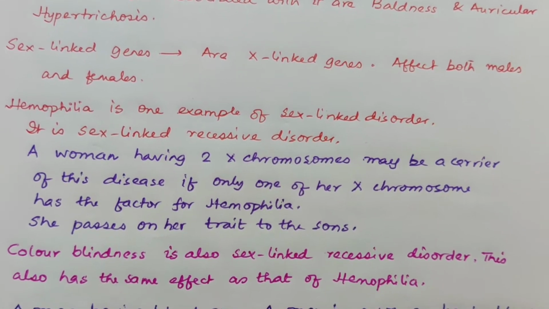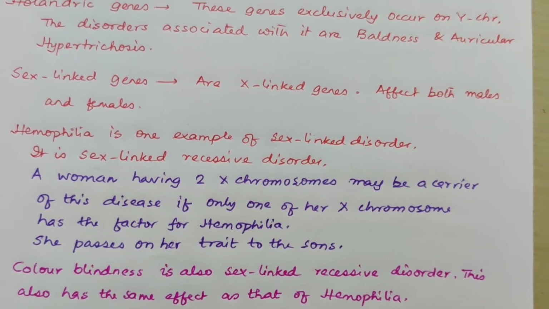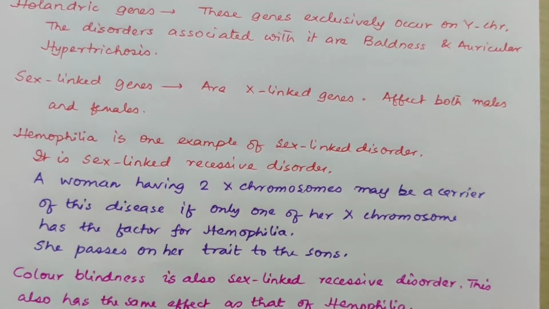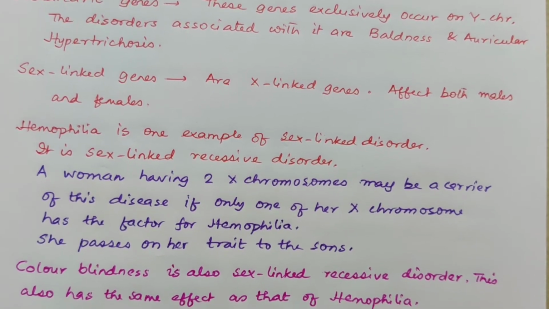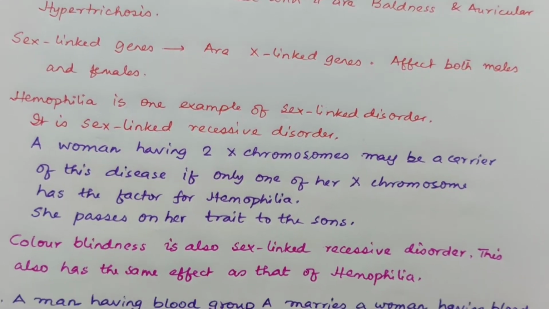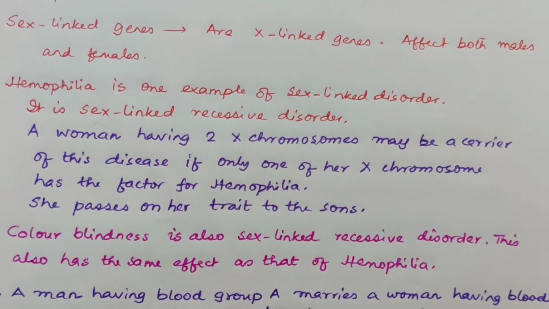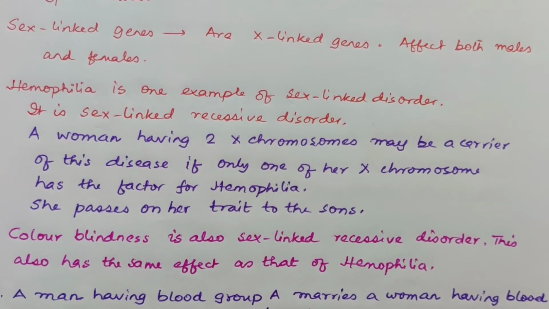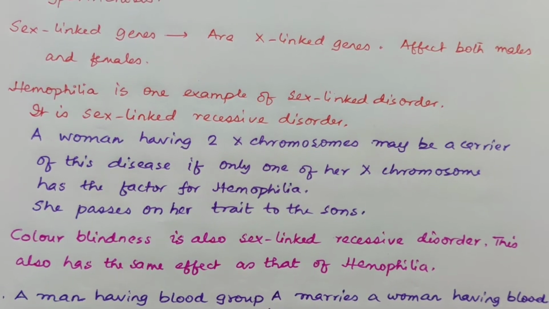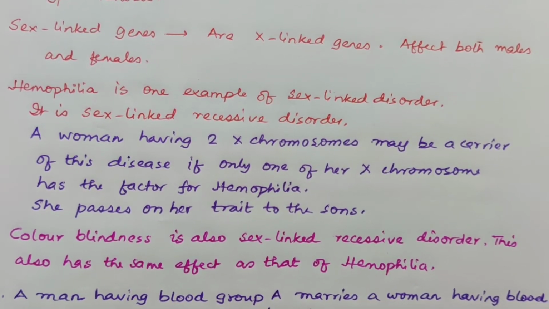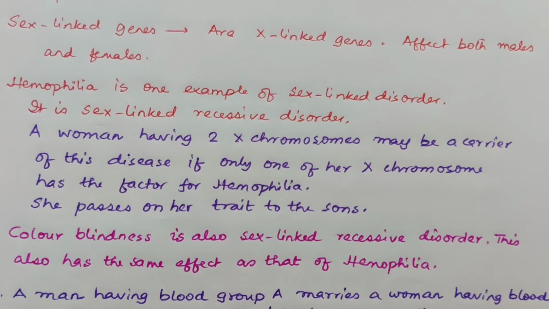Sex-linked genes. These are also known as X-linked genes, meaning these are present on the X chromosomes which affect both males and females. Now the two diseases that we are going to deal with in the syllabus are hemophilia and color blindness. Both are sex-linked disorders and both are recessive also.